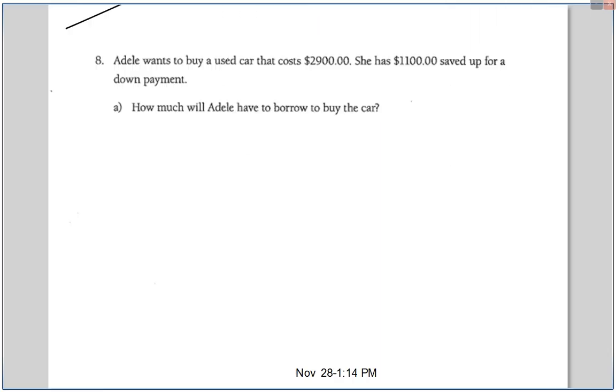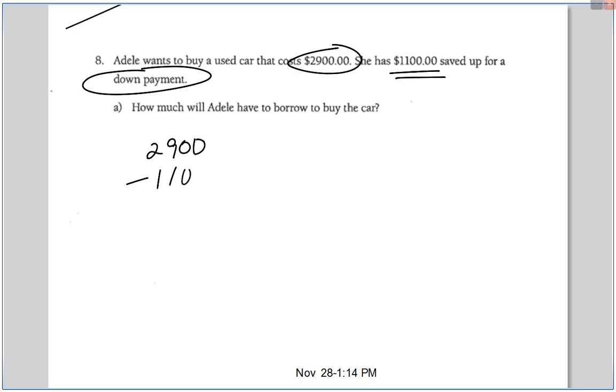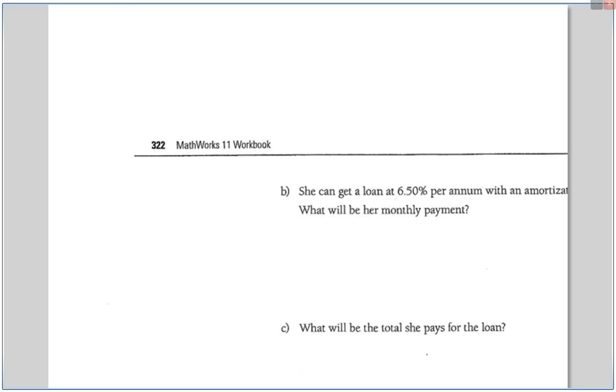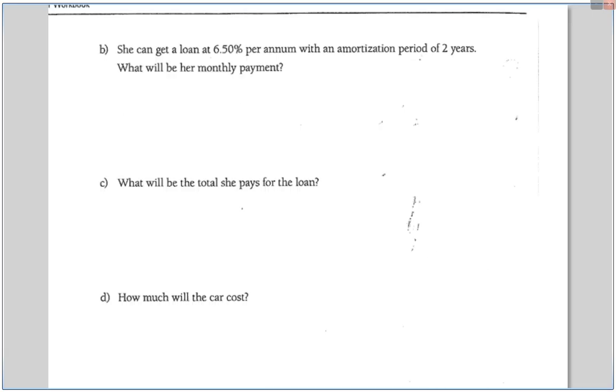She wants to buy a used car that costs $2,900. She has $1,100 cash as a down payment. Down payments are cash. So the $2,900 is the price of the car. She's going to put a down payment of $1,100 on. That means she's got $1,800 left to pay for the car. So she's going to have to borrow that from either the bank or the dealership. She's going to get a loan at 6.5% per annum with an amortization period of 2 years.